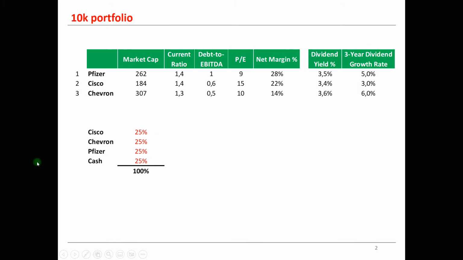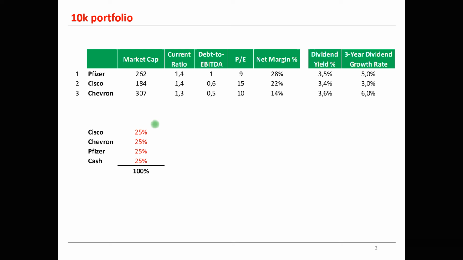And let's have a look at the model portfolio. We can see 4 positions: Cisco, Chevron, Pfizer, and cash. Don't forget that cash is also a position, so I have 4 positions here. For each one of them it's 25%. Why did I choose to put some money in cash? Don't forget that this cash is also an asset.